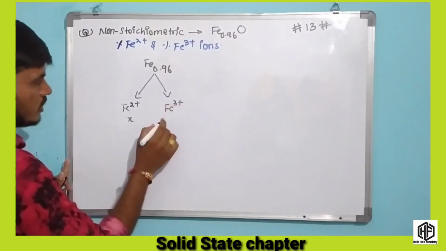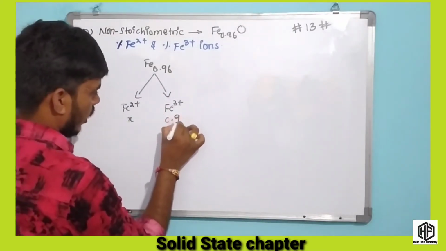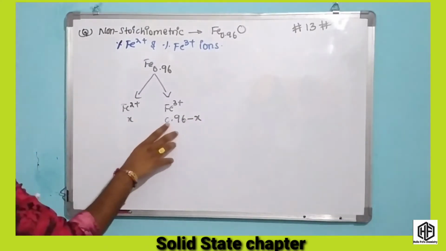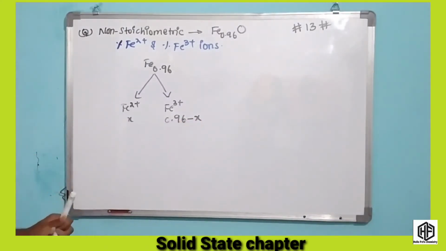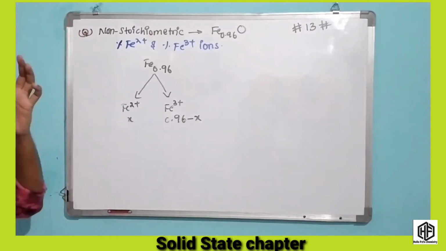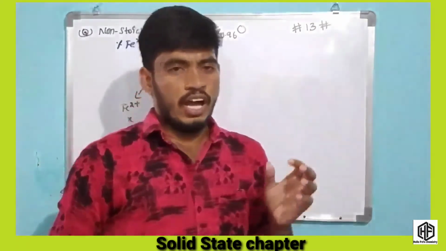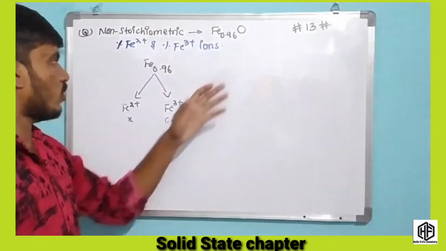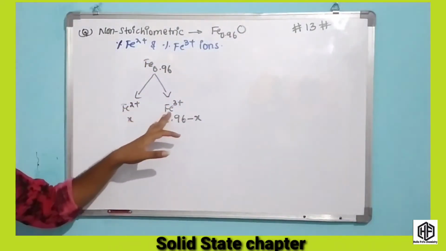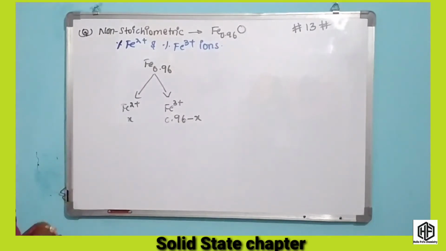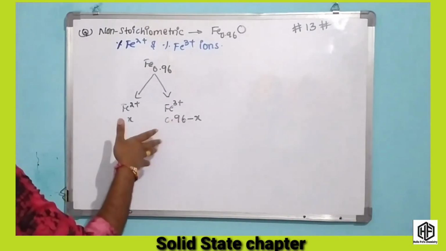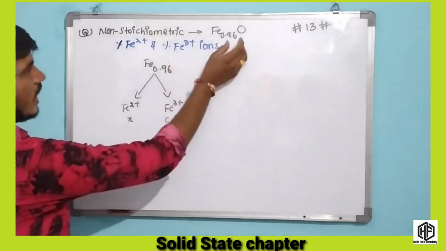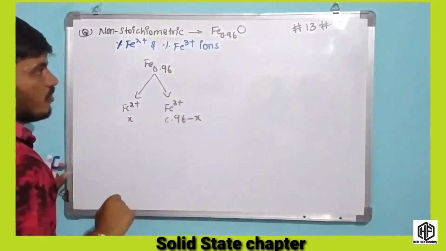What about the Fe3+? Fe3+ is 0.96 minus X. Okay friends, this is X and this is 0.96 minus X. This is the non-stoichiometric defect, and the compound is neutral. So the total of the cation and anion charges is equal to 0.